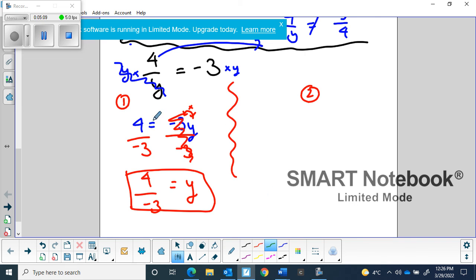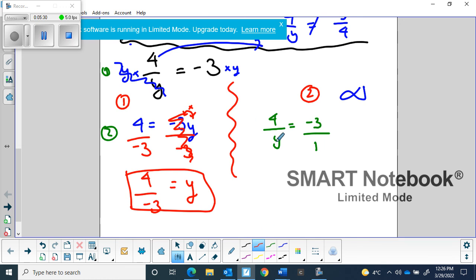However, that required 2 steps, right? We did our first step here and our second step here. There's actually an easier way to do these questions. 4 over y equals negative 3. We can use the fish method to solve. How we do that is, first we need a denominator underneath this whole number. The denominator underneath the whole number is always 1.